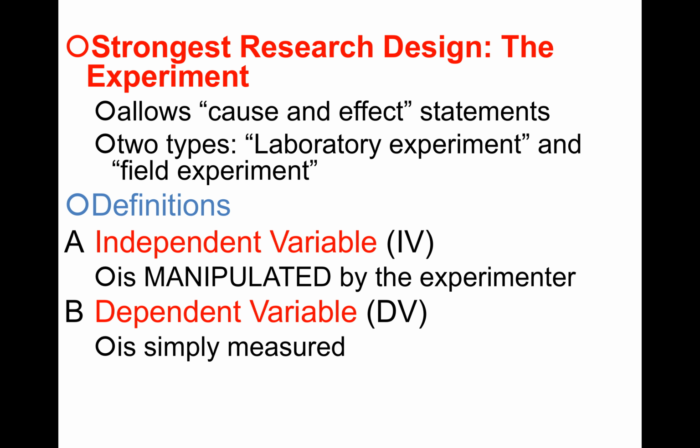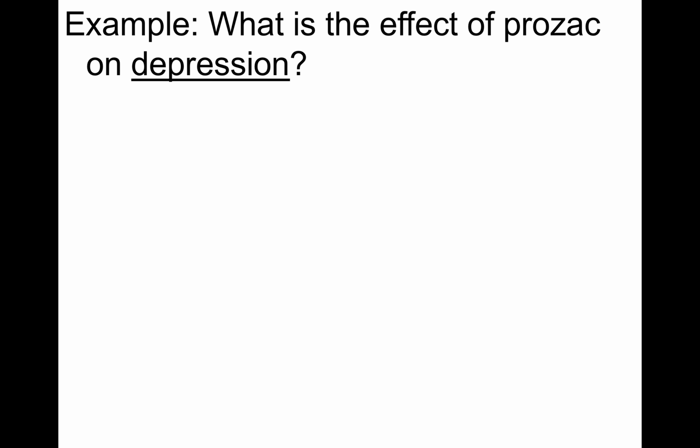So let's say that we're going to look at the impact of an anti-anxiety drug like Xanax on a phobia like fear of flying. If one group of subjects gets Xanax and the other group of subjects does not get Xanax, then Xanax, or this pill, is the independent variable. It's what's manipulated. The anxiety that the person feels would serve as a dependent variable. I'm not manipulating it, I'm simply measuring it.